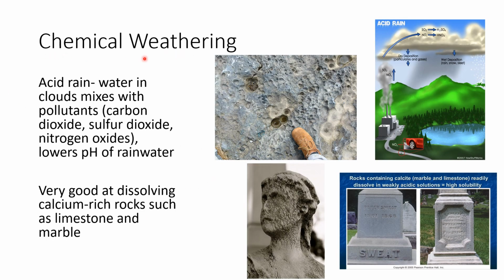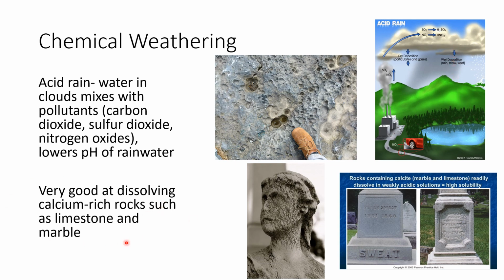Our first type of chemical weathering is acid rain, and acid rain forms when water in clouds mixes with pollutants. So in this diagram here, we have pollutants coming from the tailpipe of a car, coming from a factory, things like carbon dioxide, sulfur dioxide, and nitrogen oxides will go up into the atmosphere, mix with the clouds, turn the water in the clouds into a slightly acidic solution, and then when that water falls as rain or snow or something, it's acidic and can dissolve stuff.